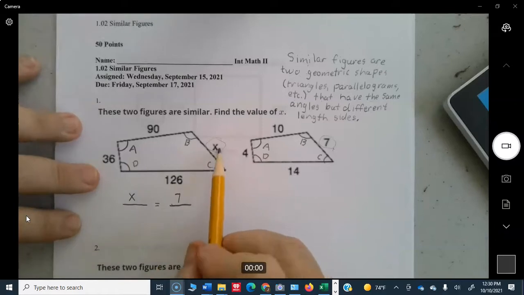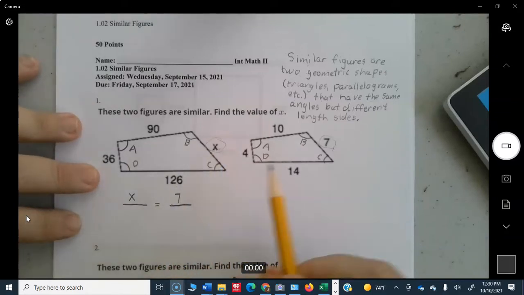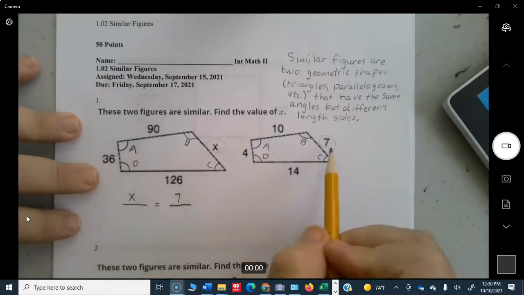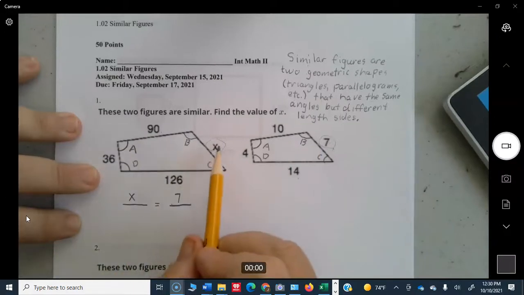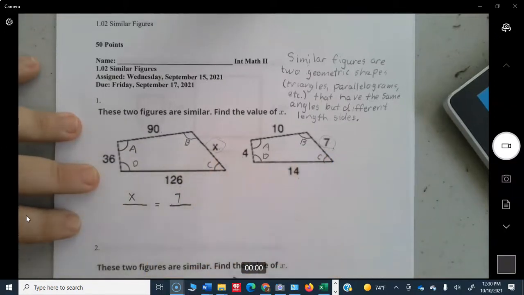Now I could do x over 126 equals 7 over 14. I could do x over 90 equals 7 over 10. I could do x over 36 equals 7 over 4. You'll notice that all of these sides are 9 times greater than these sides. So 9 times 10 is 90. 9 times 4 is 36. And 9 times 14 is 126. So 9 times 7 is going to be this, x.